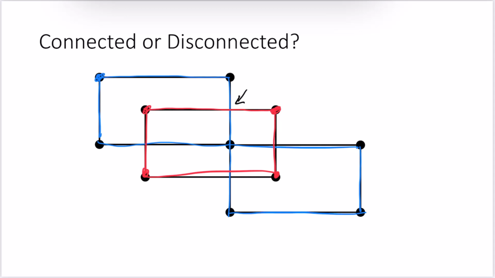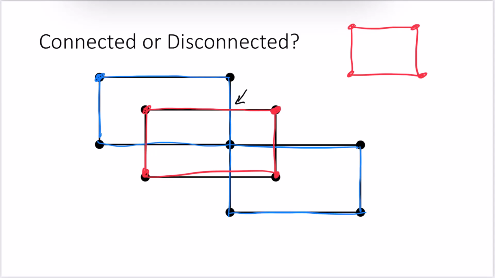Because remember, it doesn't matter how the vertices are arranged. So if I took these red vertices, I could rearrange them and maybe put them over here. And if I drew the graph that way and I rearranged where the vertices were located, that would make it really obvious that it's disconnected because you couldn't get from these red vertices to the blue ones.